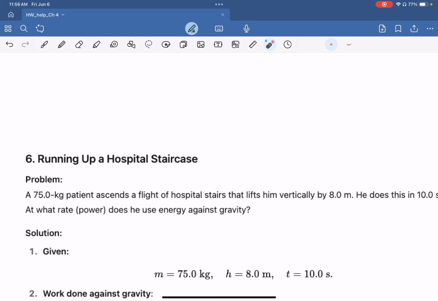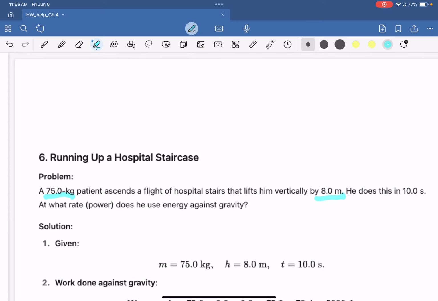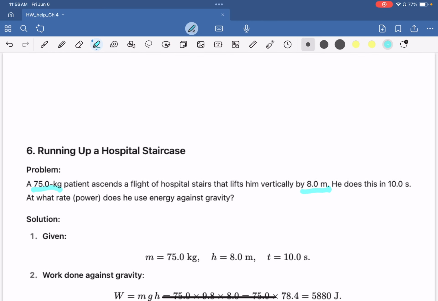Running up a hospital staircase. Don't do that, but somebody's doing it. And that somebody is a patient. A 75.0 kilogram patient ascends a flight of hospital stairs that lifts him up vertically by 8.0 meter. So he's going up. Whenever an object goes up, it gains potential energy. Remember? So the mass is given, the height is given, and he does this in 10.0 seconds.